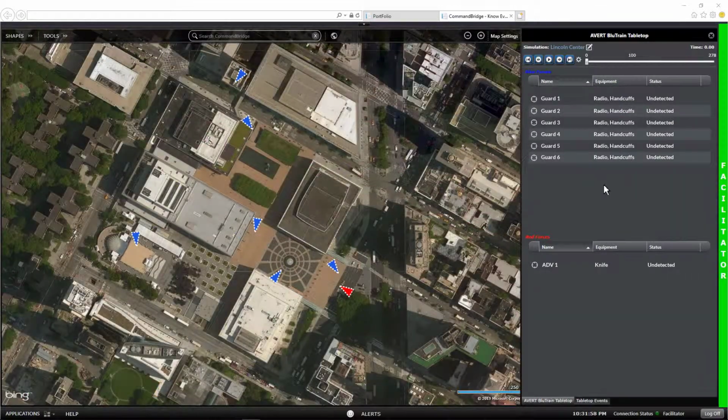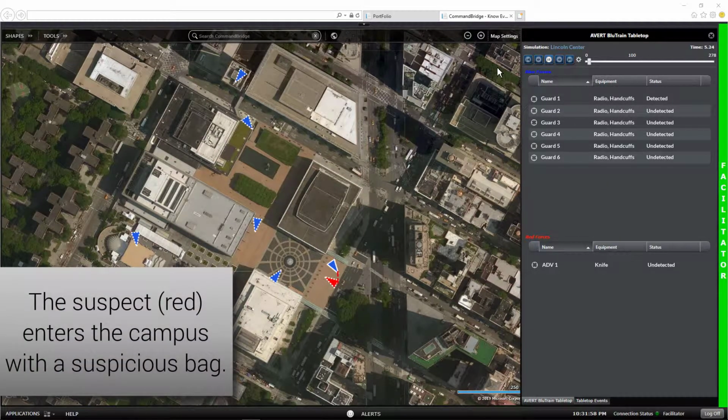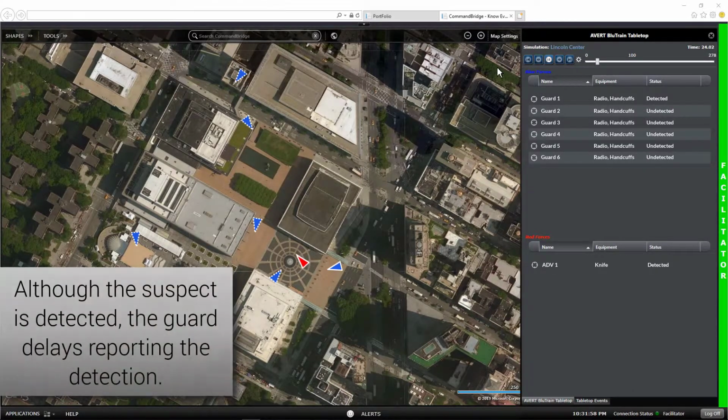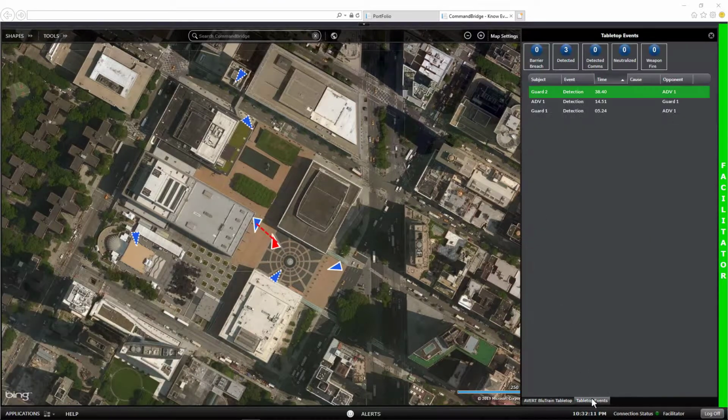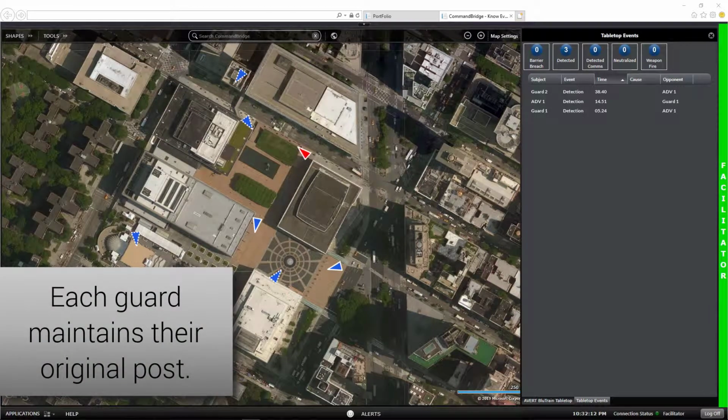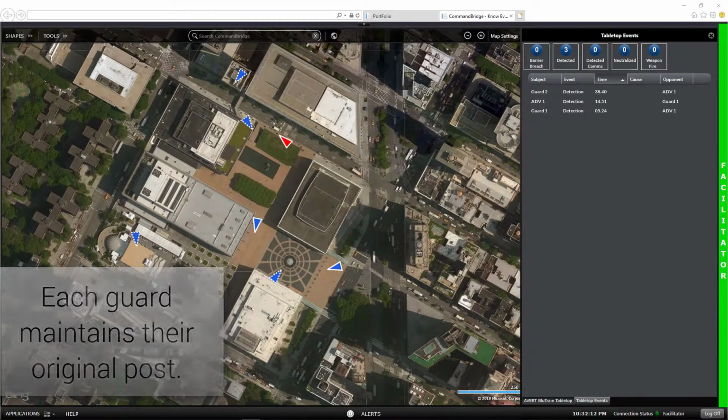The exercise begins as the person of interest enters the property. The suspect is shown in red and the security officers are shown in blue. The suspect enters the campus from the street. Although the suspect is in the officer's field of view, the guard delays reporting the detection to the Security Operations Center. More security officers detect the suspect as he moves throughout the campus, but the security officers do not pursue the suspect and remain posted.